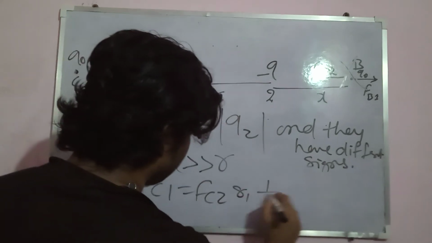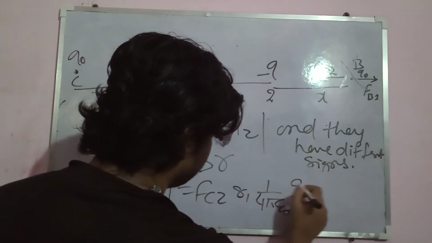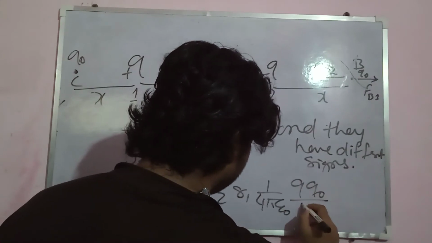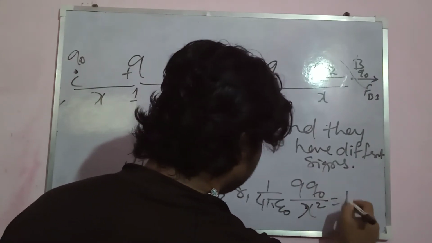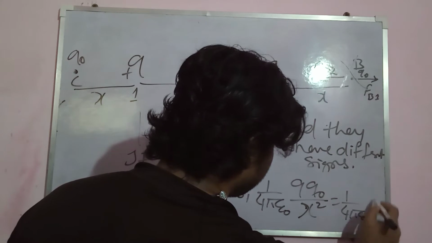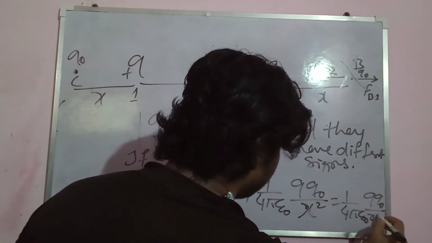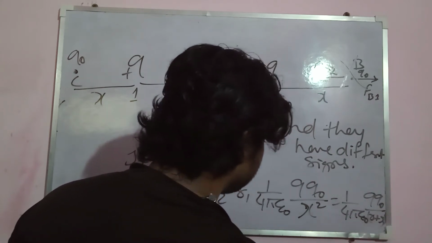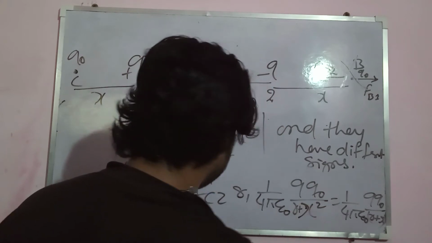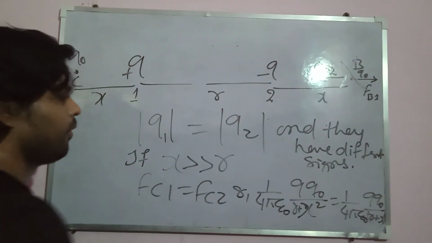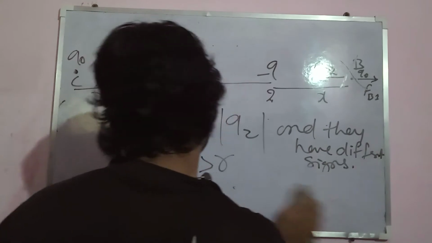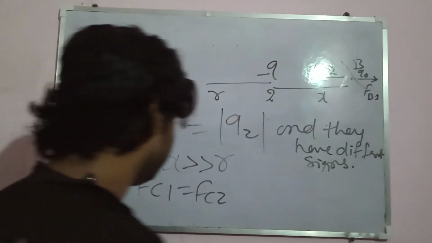Check it. 1 by 4 pi epsilon naught q naught by x squared. 1 by 4 pi epsilon naught q naught by r plus x. I need to write it correctly.